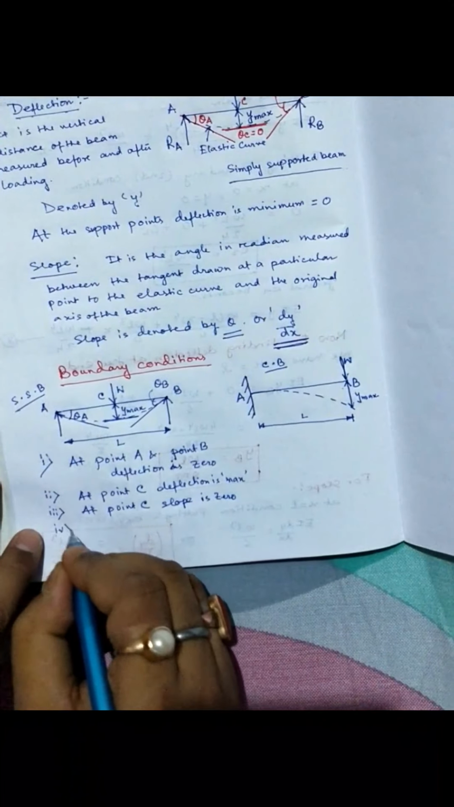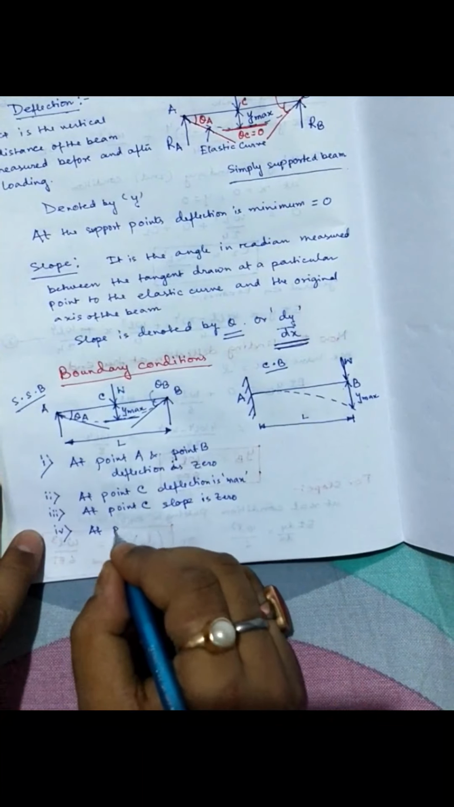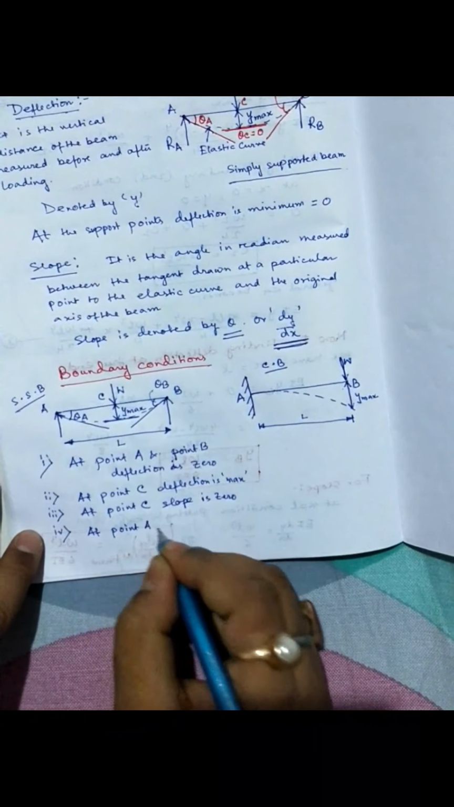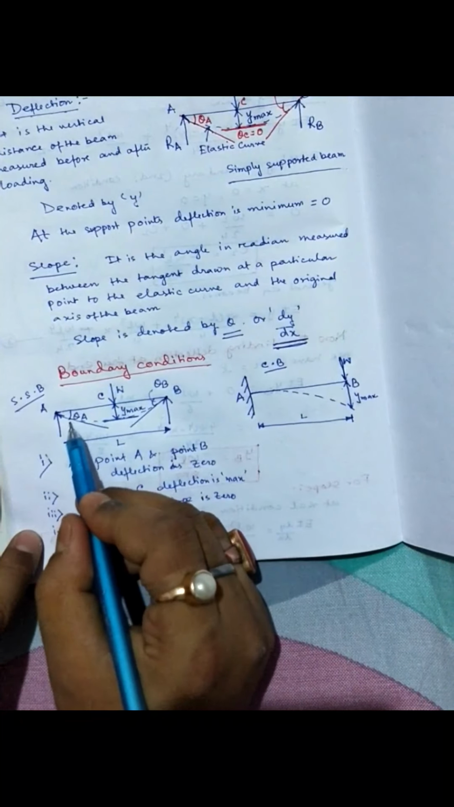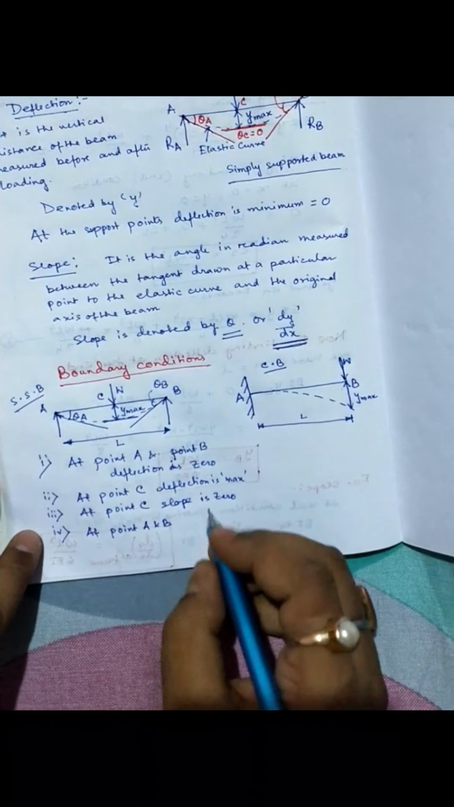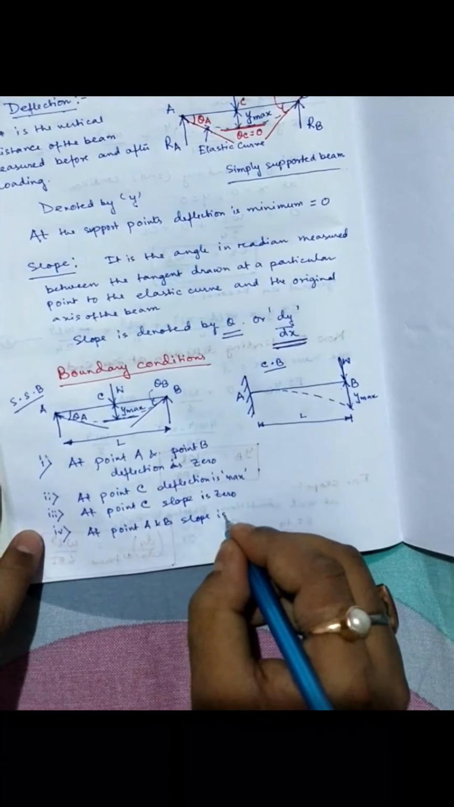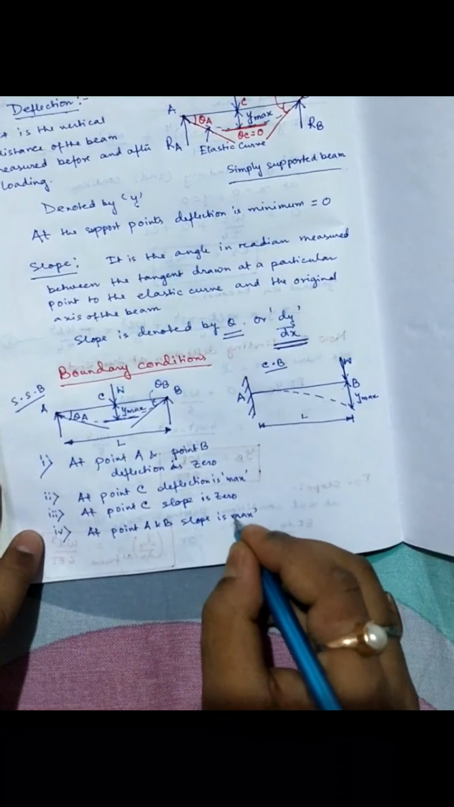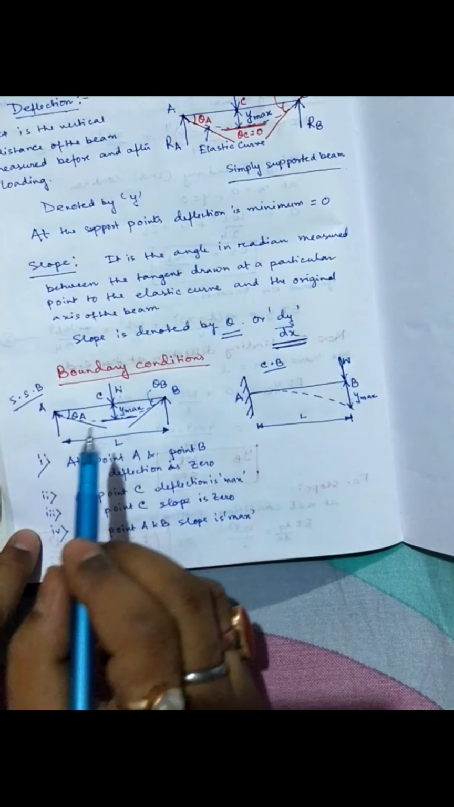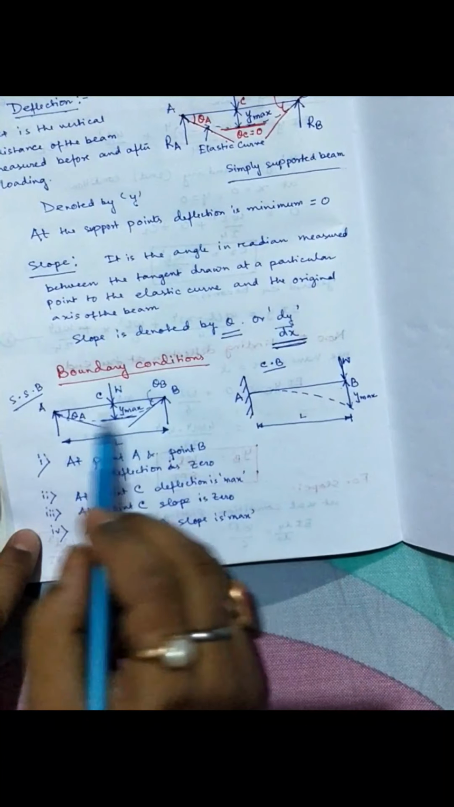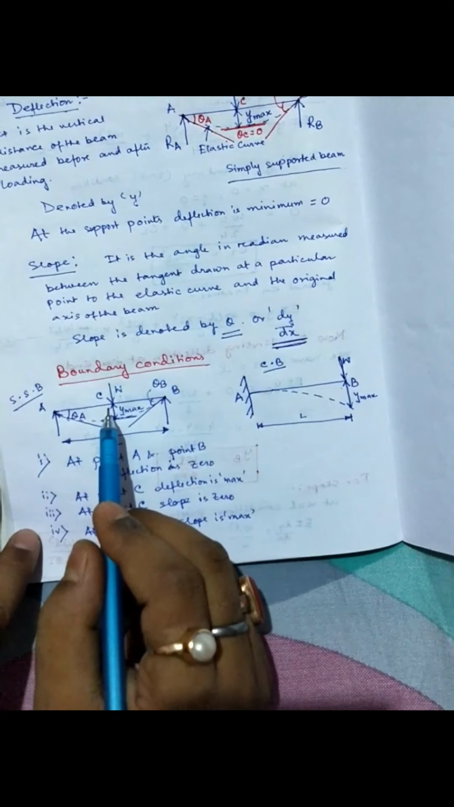And number 4, at point A and B, that is at both of these points, you can see that the slope is maximum, theta A and theta B is maximum. So at point A and B, slope is max. These are the 4 boundary conditions in case of a simply supported beam when it is loaded in this particular fashion. That means the load is acting at the center of the beam.